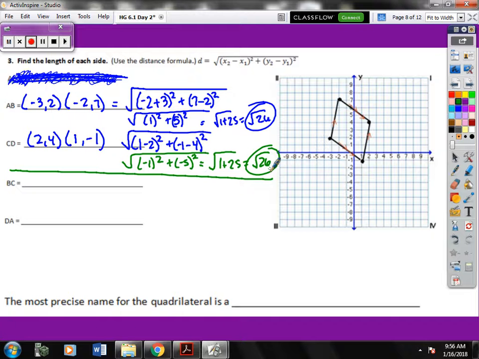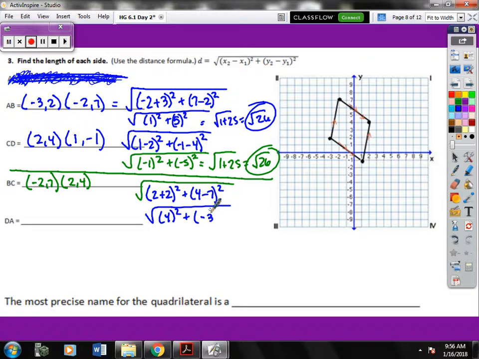We have to do the third one. So see if you can do BC. Again, I just like to recopy the points down here just because sometimes I'm likely to make a mistake just by glancing up and looking at the wrong point. You should be getting an actual square root of 25, which is 5.